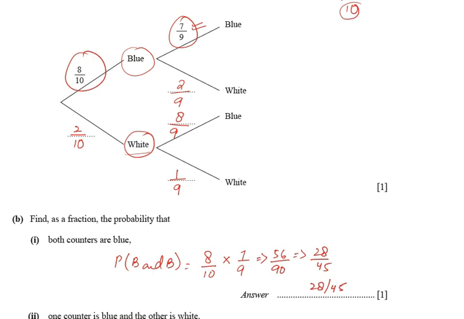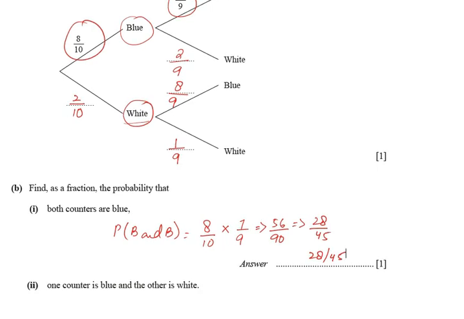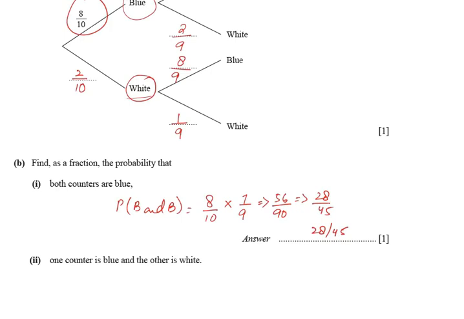Okay, now let's see the next part. Here they are saying one counter is blue and the other is white. Order is not given here. They are not saying that the first is blue and second is white. They are saying one counter is blue and the other is white. So maybe the first is blue and second white, or maybe the first is white and second is blue. So we have two possible conditions here. The first one is blue and the second one is white, or the first one is white and the second one is blue.